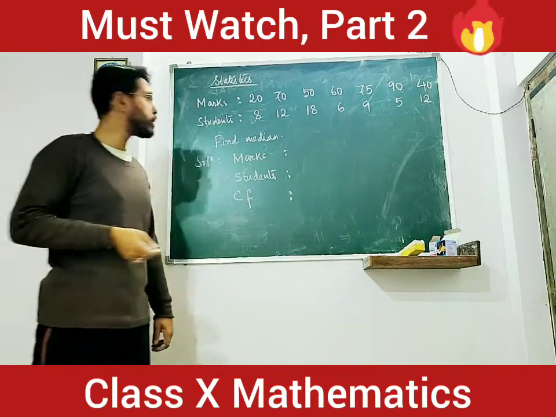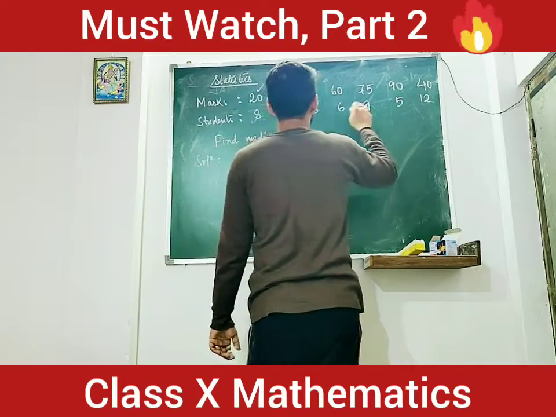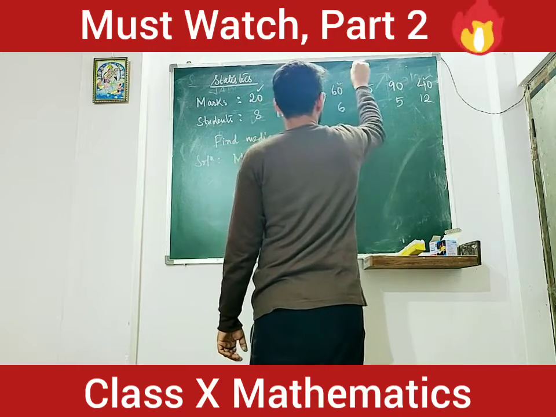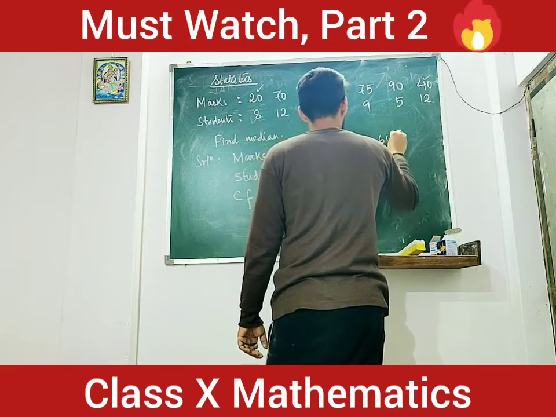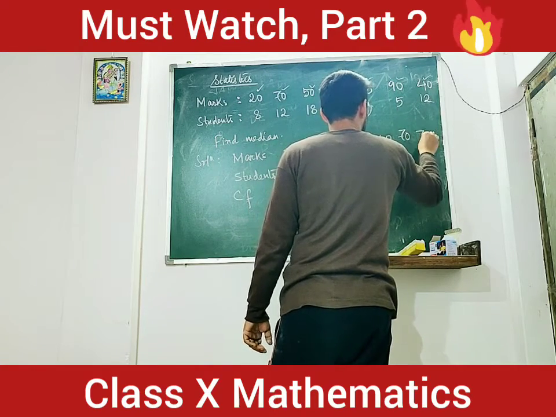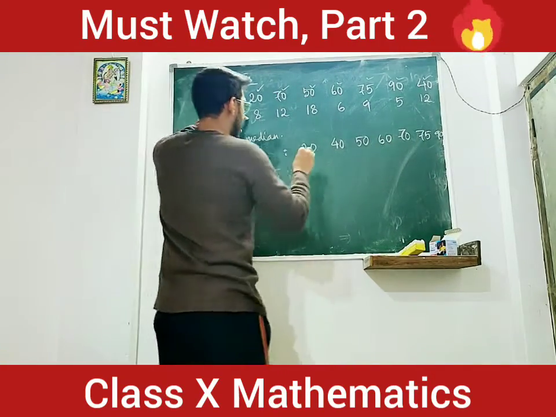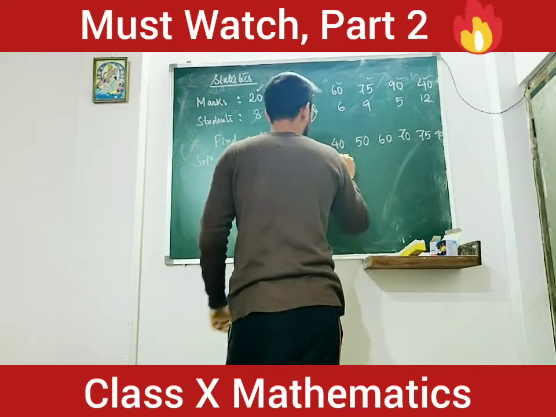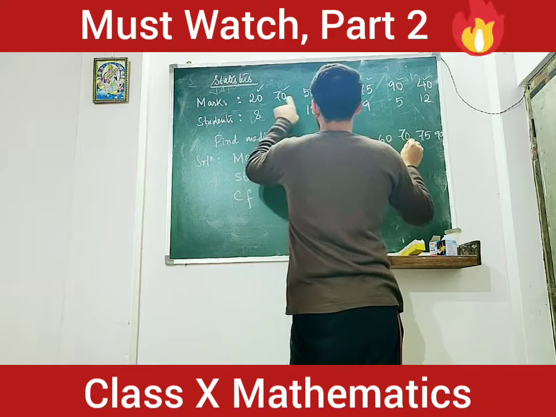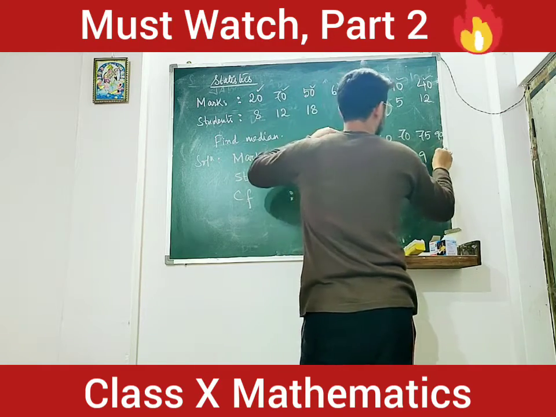Right, so we are going to arrange the marks. We will start with 20, then there is no 30, so 40, then 50, 60, then 70, 75, and 90 at last. Okay, so we'll put the students naturally. 20 has got 8 students, 40 has got 12, 50 has got 18, 60 has got 6, 70 has got 12, 75 has got 9 and 90 has got 5.